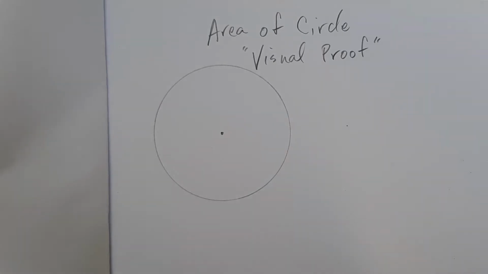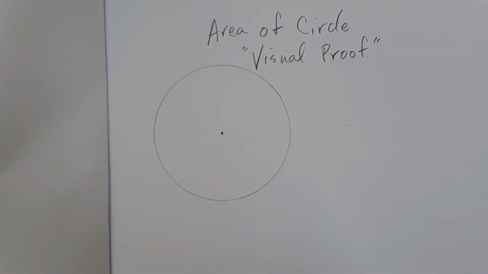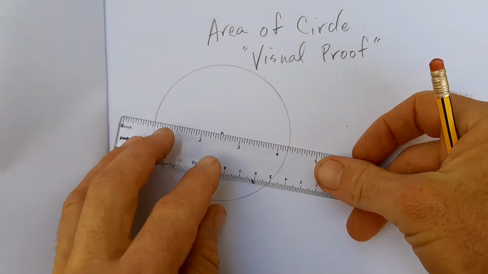Okay, I'm going to show this. There's some great pictures on Google. You can Google search "area of a circle visual proof." Don't put the quotations in there, you don't have to. And it'll give you results. I just looked it up again to remind myself.